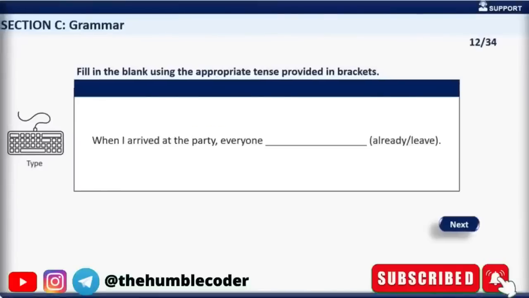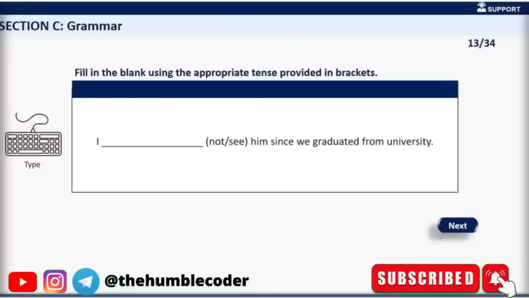Moving on to the next one. When I arrived at the party, everyone dash already, leave. Okay, so the correct answer in this case will be, had already left. So the complete sentence would be something like, when I arrived at the party, everyone had already left. Moving on to the next one. I dash him since we graduated from the university. The correct answer in this question is going to be, I have not seen him since we graduated from the university.